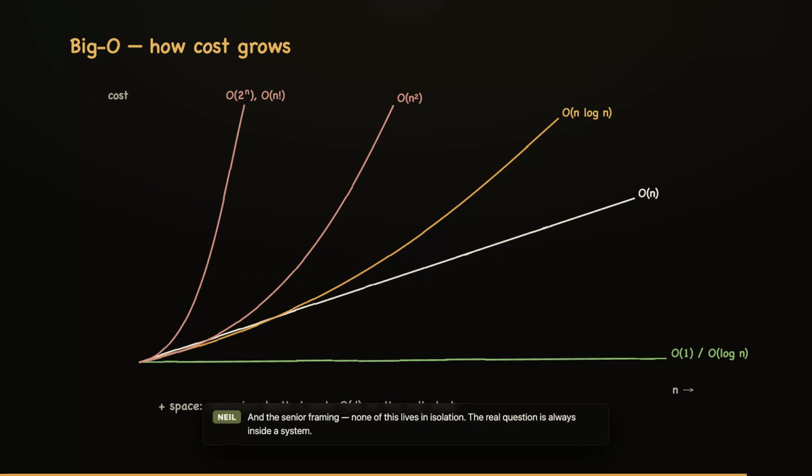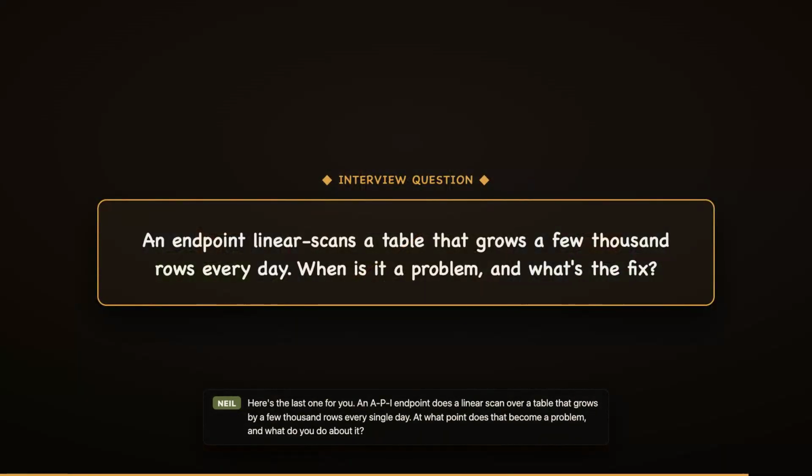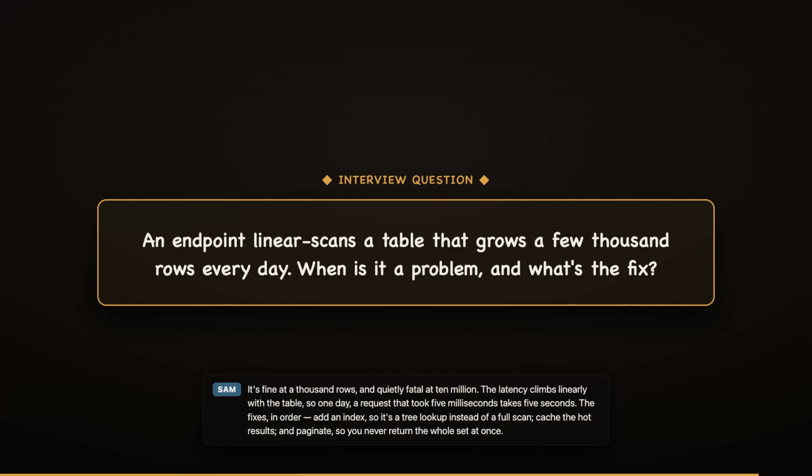Here's the last one for you. An API endpoint does a linear scan over a table that grows by a few thousand rows every single day. At what point does that become a problem, and what do you do about it? It's fine at 1,000 rows, and quietly fatal at 10 million. The latency climbs linearly with the table, so one day, a request that took 5 milliseconds takes 5 seconds.